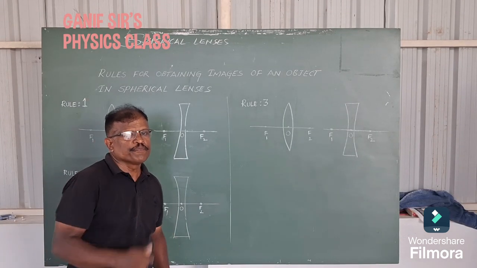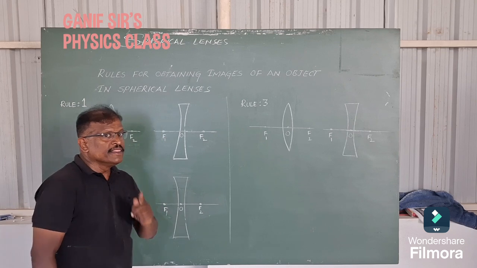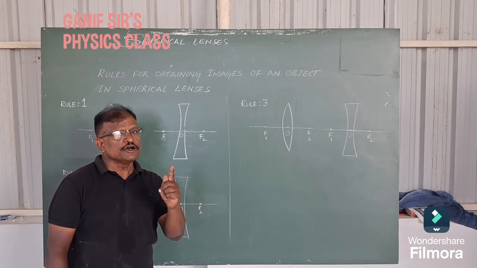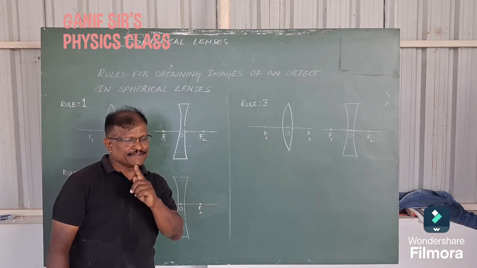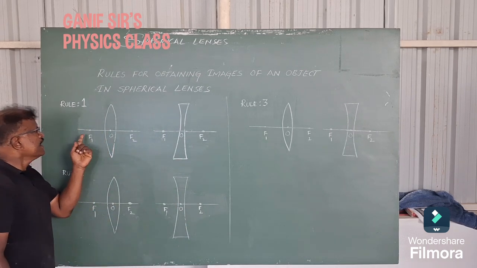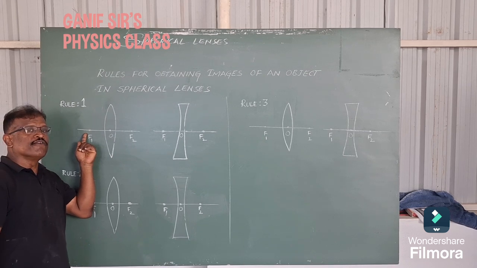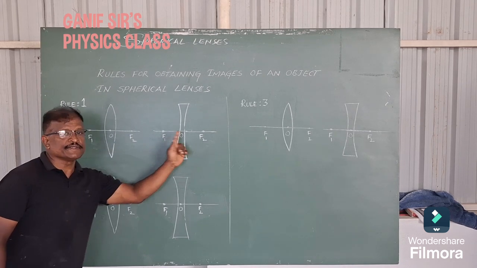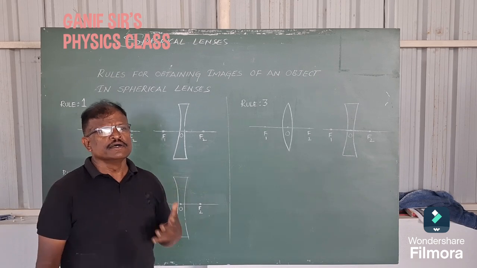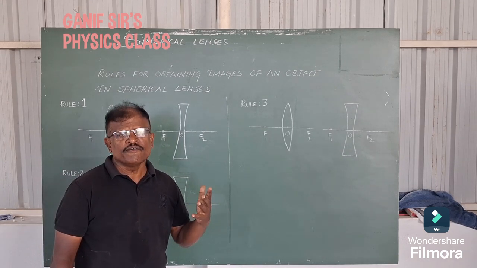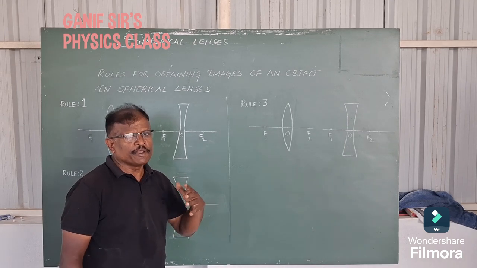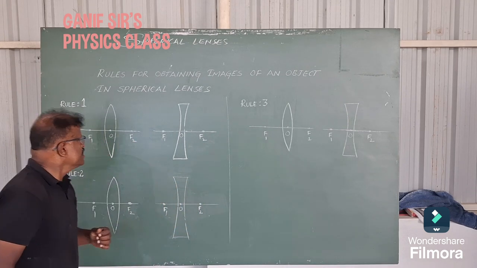Dear students, keep it in mind, there exist two principal focus on either side of the lenses, both convex as well as concave. Here I designated it as F1 and F2 in both the cases. The plural form of principal focus is called principal foci. So you can pronounce as you wish.